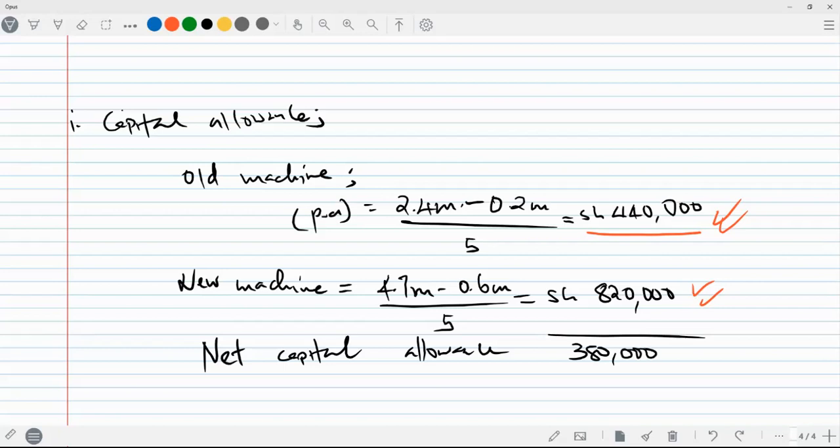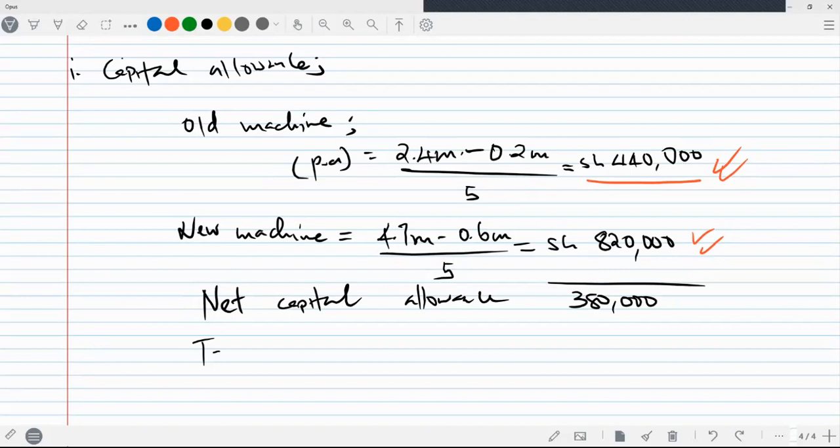Hope that's clear. Don't forget, when it comes to the analysis of the cash flow, we use the concept of relevancy. Since you won't be earning the 440, that's a benefit that is lost. Therefore, we quantify it as negative 440. Therefore, it is 820 minus 440. The net capital allowance for making the decision is 380,000. Is that clear? Yes. Okay.